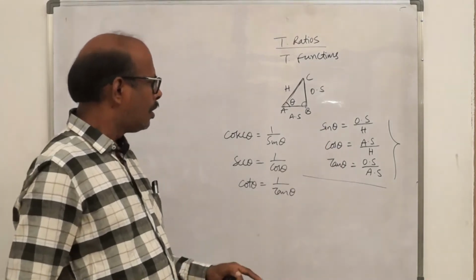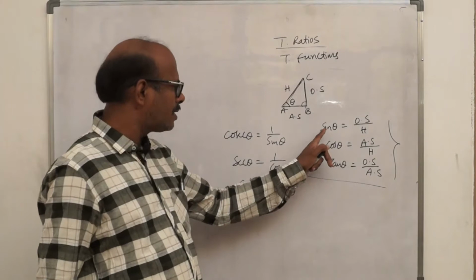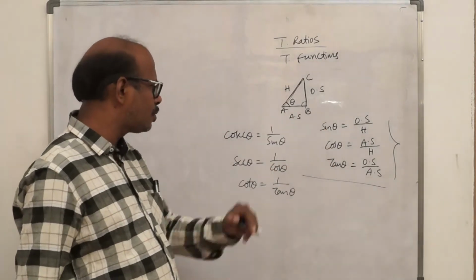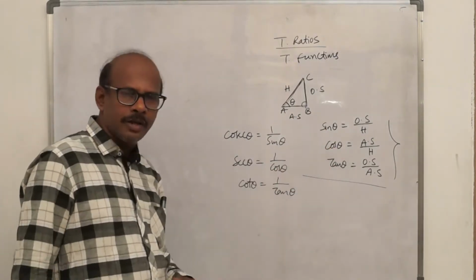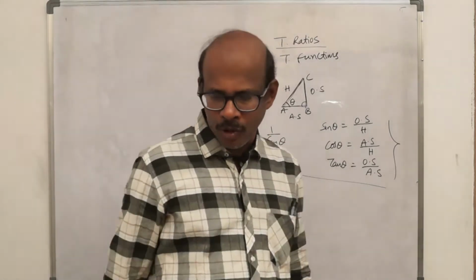Now the simplified formulas: sin theta multiplied by cosec theta is equal to 1, cos theta multiplied by secant theta is 1, tan theta multiplied by cot theta is 1, because they are reciprocals.